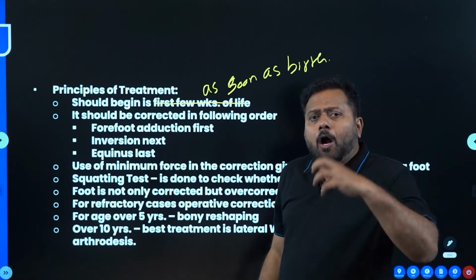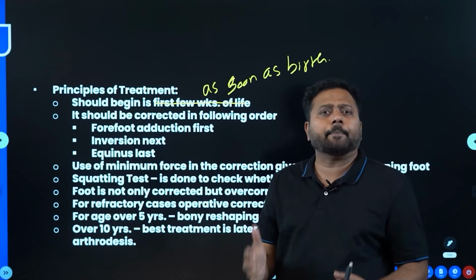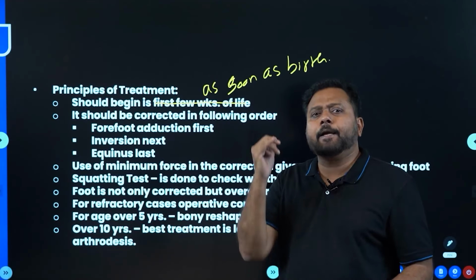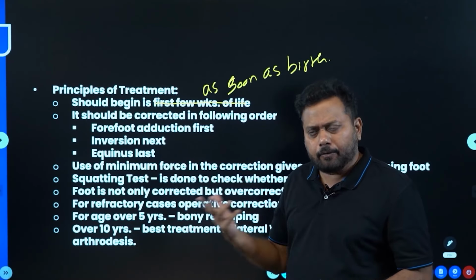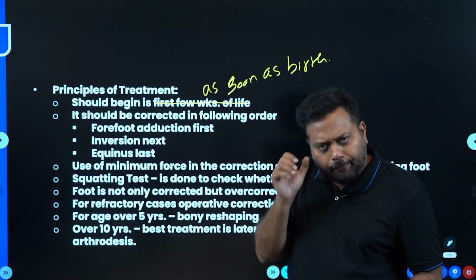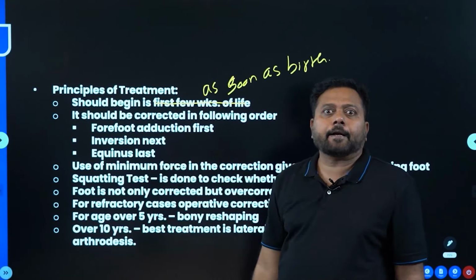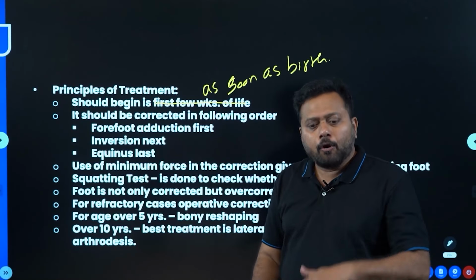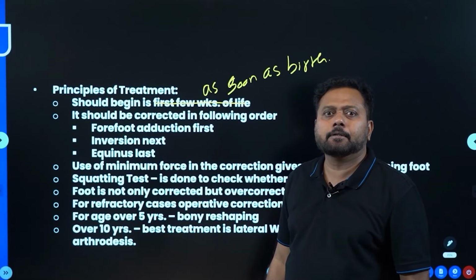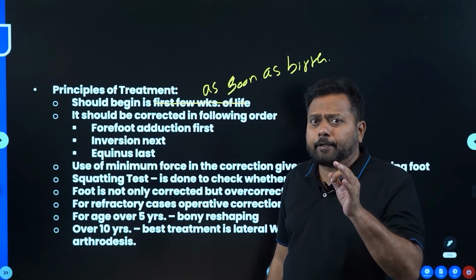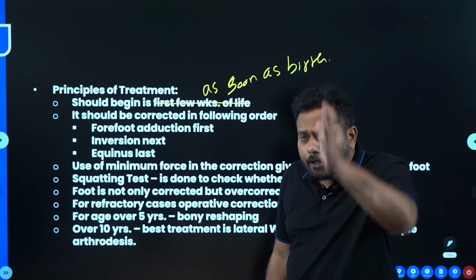The order of correction is very important, dear friends. In CTEV, you should not just manipulate like that. There is a method of which part should be corrected first and which should be corrected last. They have asked this several times in All India. Forefoot adduction should be corrected first. Inversion should be corrected second. Equinus should be corrected last. What is the order of correction? Forefoot adduction first, inversion next, equinus last. I repeat, this is a golden point. That's why I am telling it for the third time.